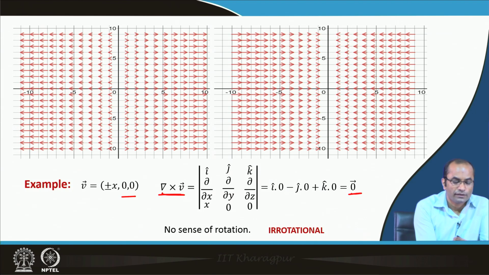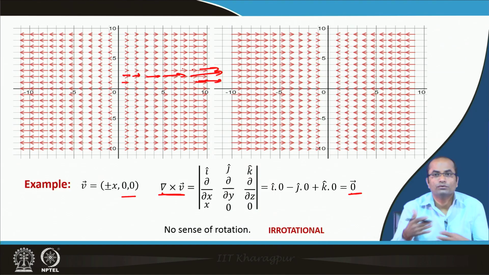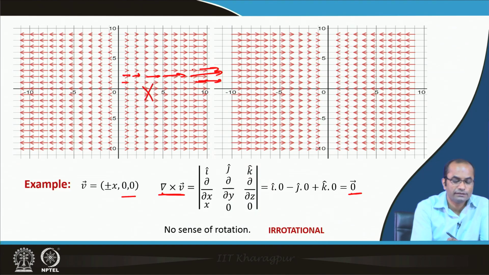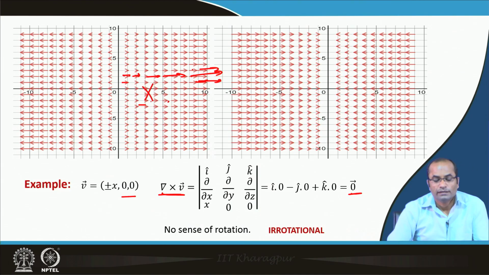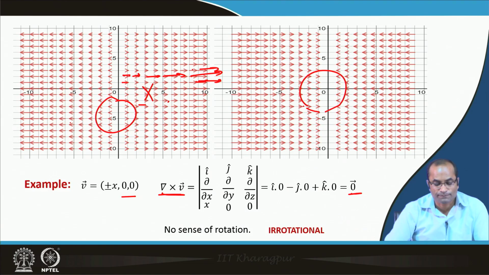So, if this is the flow, the magnitude is increasing in this direction, and it is the same for the next as well. There is no tendency, if you place some object there, it will not rotate, and similarly here also it will not rotate. We have seen that there was a tendency of the fluid to compress in this case or to expand in this case, but there is no rotation.